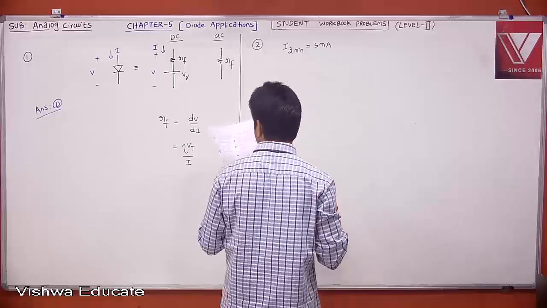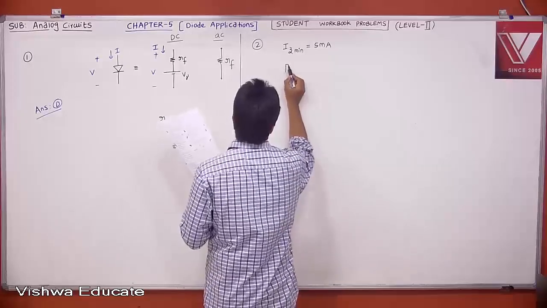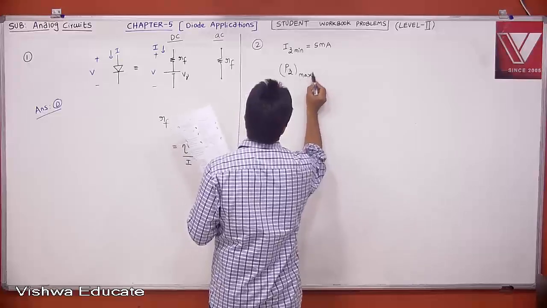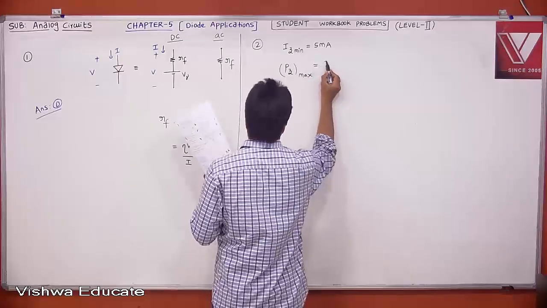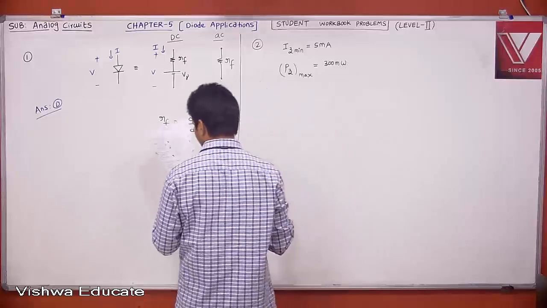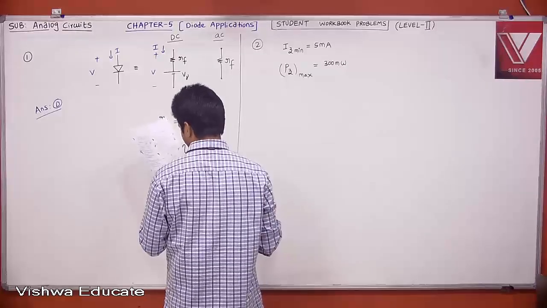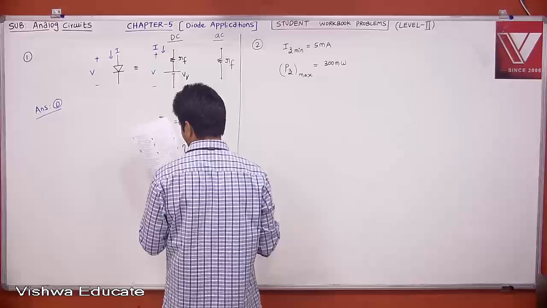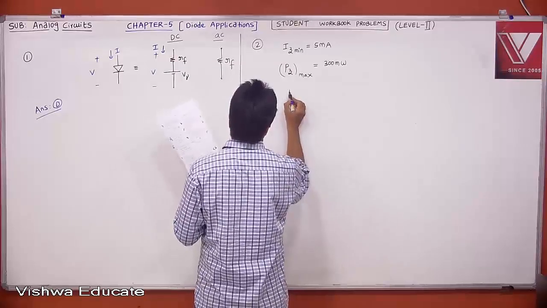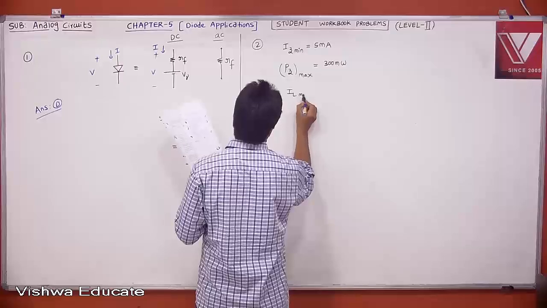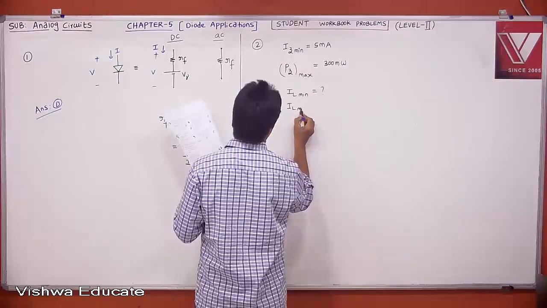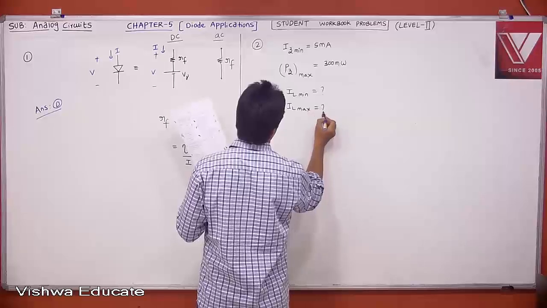And the maximum allowed power dissipation, PZ maximum, is equal to 300 milliwatt. What are the minimum and maximum load currents that can be drawn safely from the circuit keeping the output voltage constant? Therefore, it is asking for the minimum current and the maximum current, IL max, for the circuit.